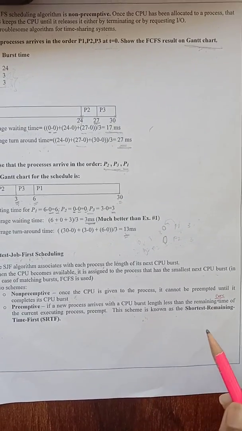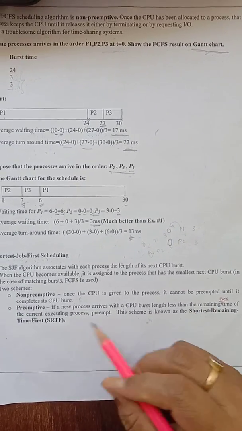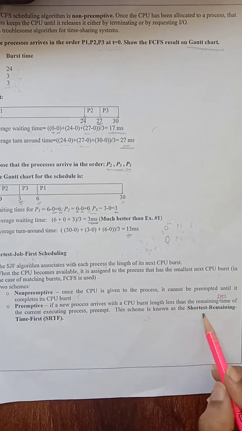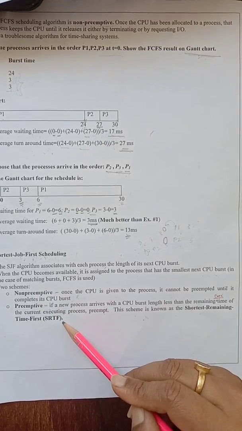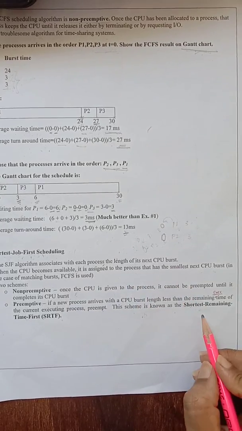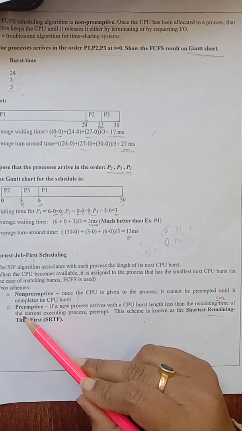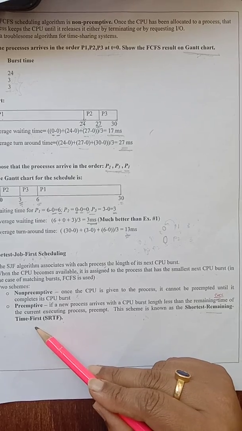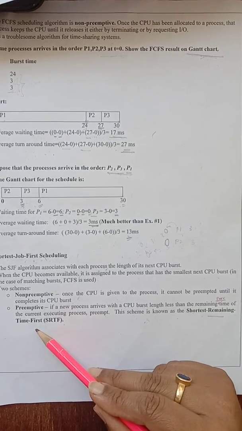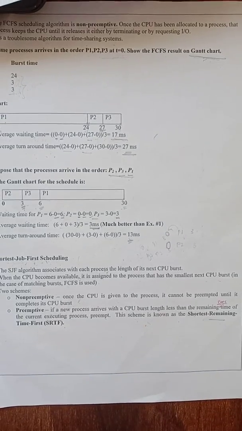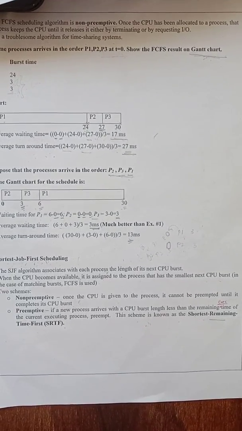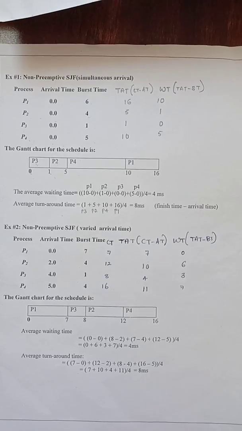This scheme is known as shortest remaining time first scheduling algorithm. You will understand this term when we solve more problems. The remaining time has to be calculated for each of the processes before they preempt the CPU. Now let us discuss more problems on it.